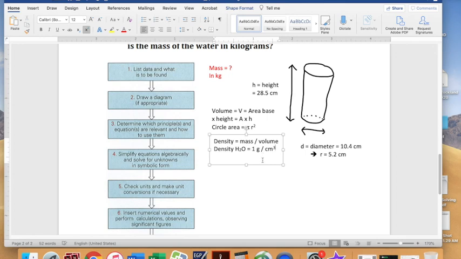But it's important once again to list certain things. Where did this come from? This 1 gram per centimeters cubed? Well, that's the same thing as 1 gram per milliliter, which most people might have learned from chemistry, perhaps.